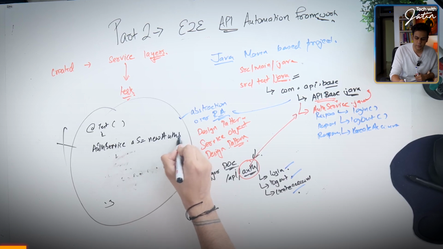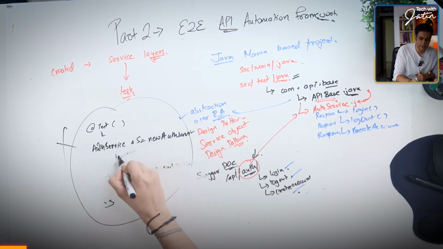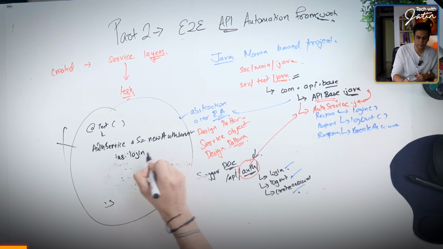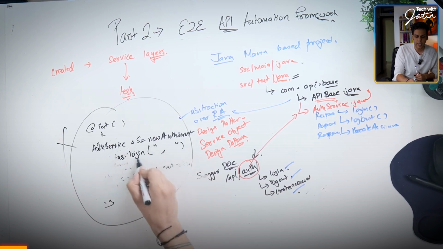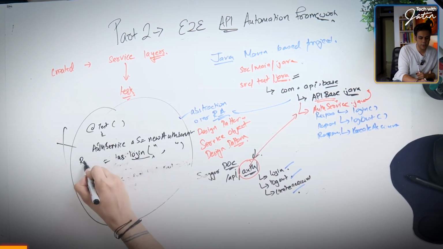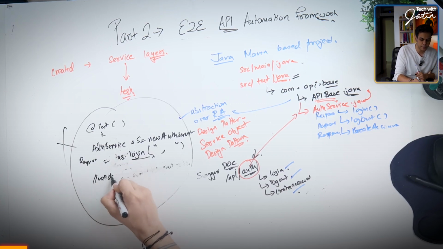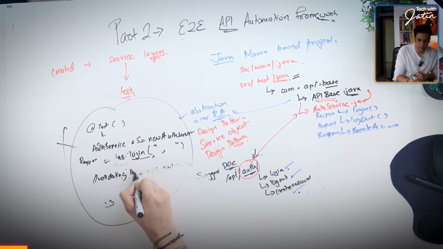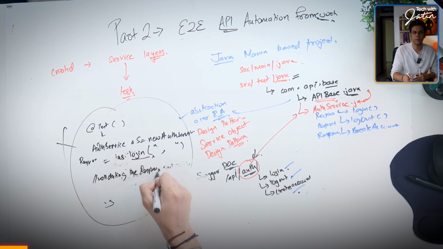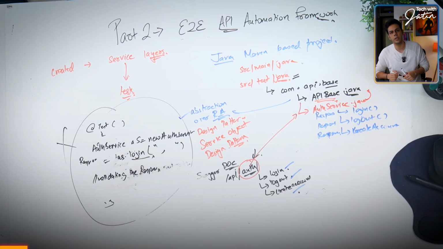And I can just access the method. I can pass the credentials, and the login method is going to return me the response, and then I'll be validating the response. As simple as that. Maintenance becomes much easier.